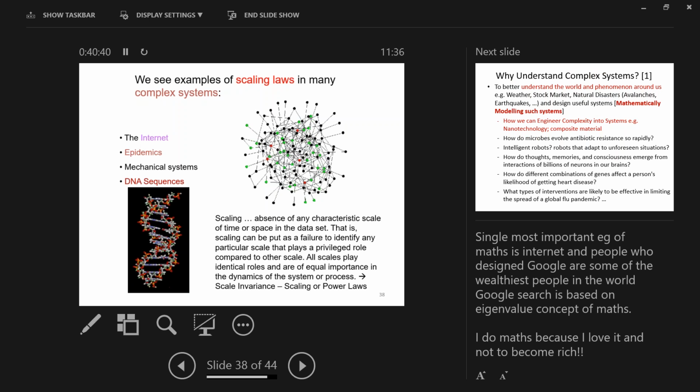And very quickly, some of the areas... so that is scaling invariance or scaling power laws.